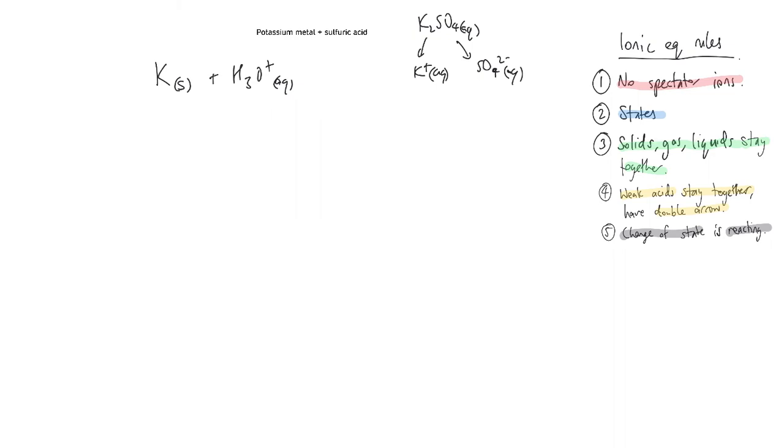But the potassium ions, they've changed state. So this is rule number 5 here, where the change of state is considered a reaction. So the K+ ions are shown here, and the SO4 2- ions are not, because they are spectator ions, because they did not change state.